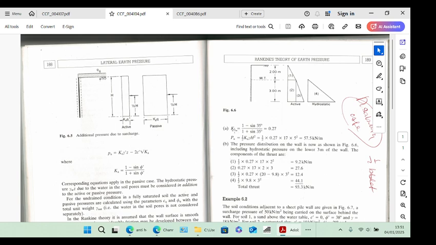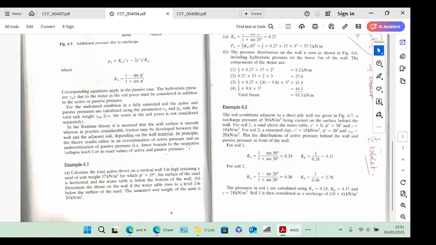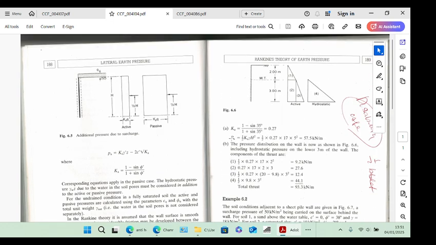Ka, from the preceding chapter, is equal to 1 minus sine 35 divided by 1 plus sine 35, which equals 0.27. So the question was, calculate the total active thrust on a vertical wall 5 meters high retaining sand of unit weight 17 kilonewtons per meter cubed, for which phi equals 35. The surface of the sand is horizontal and the water table is below the bottom of the wall. So that's part A.